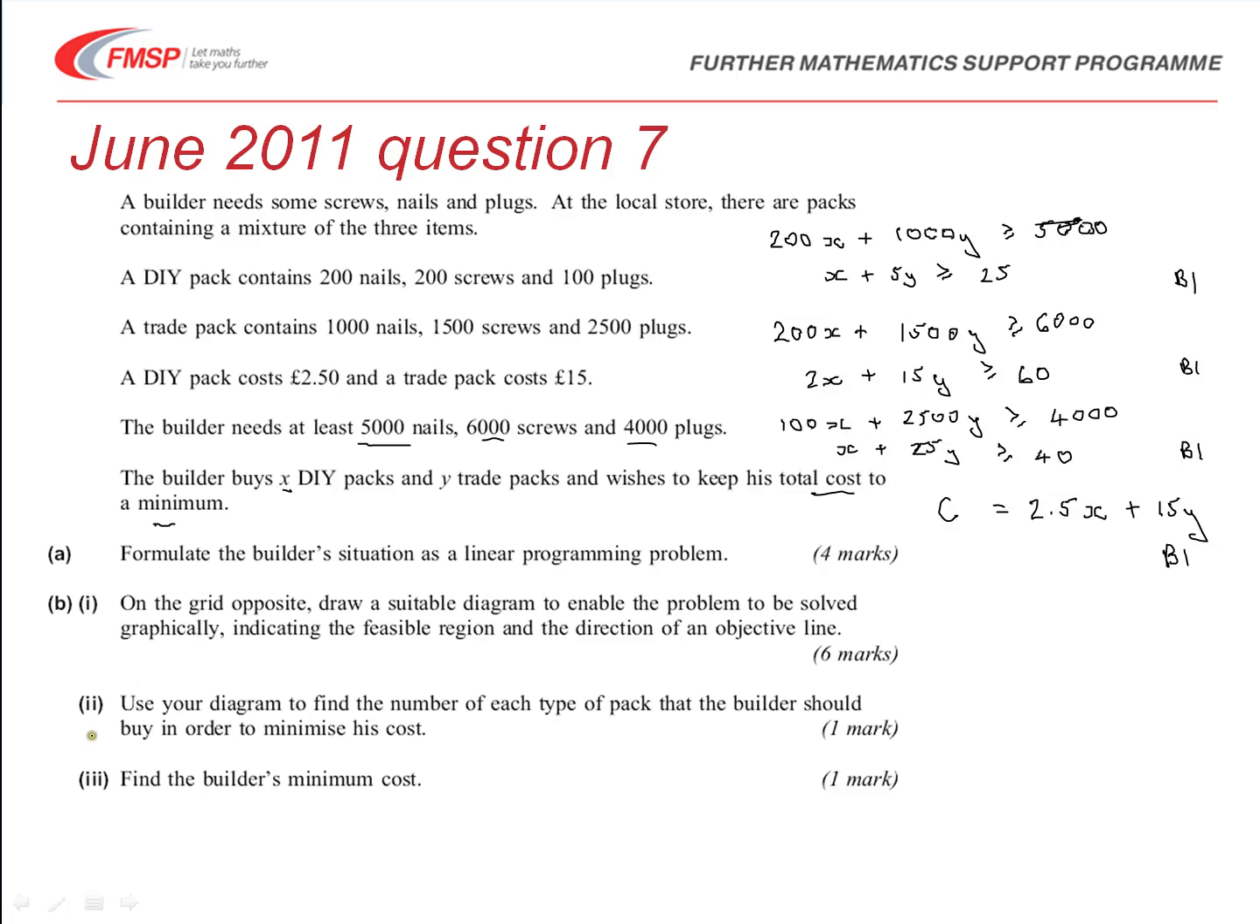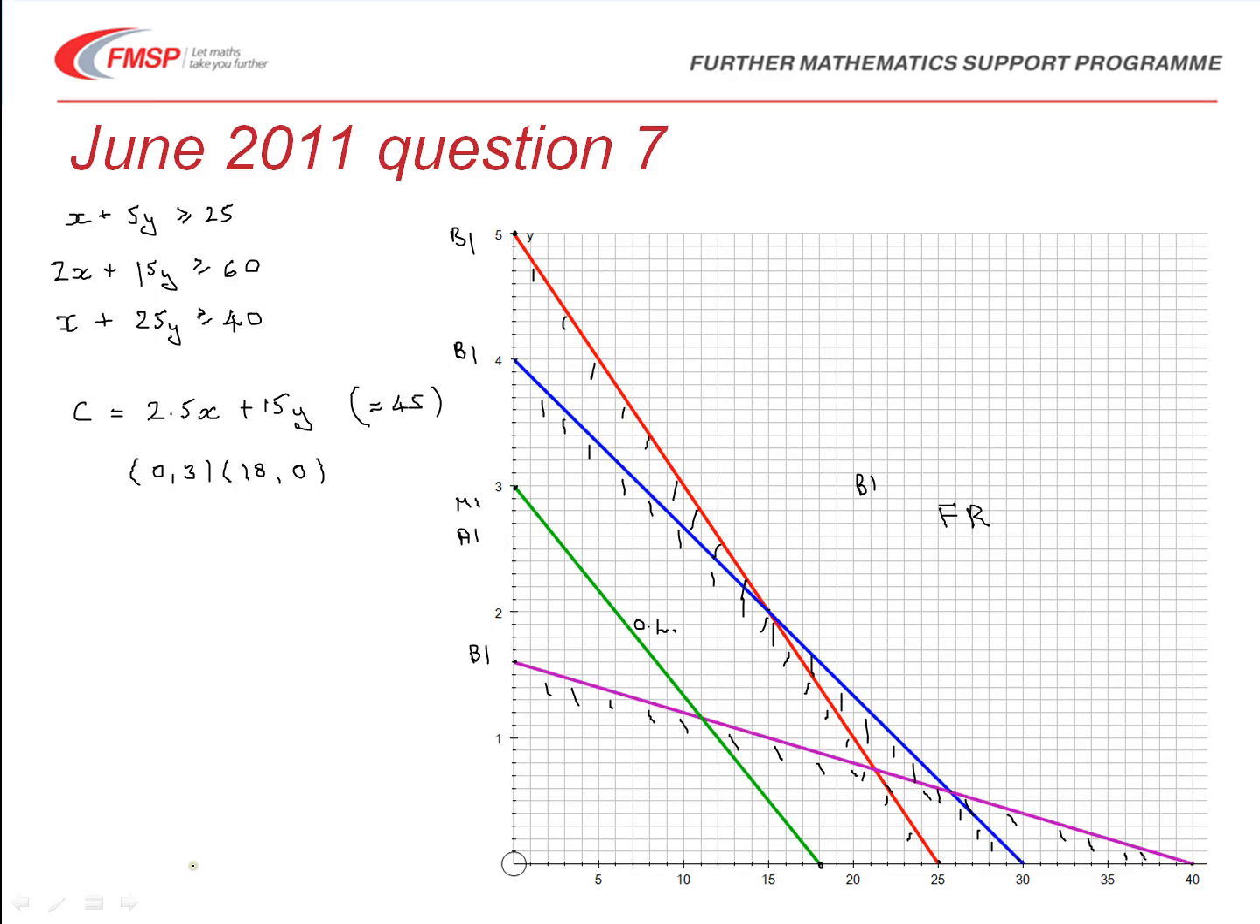Having drawn that diagram, it then says use your diagram to find the number of each type of pack that the builder should buy in order to minimise his costs, and then find the builder's minimum cost. So we've got to find the solution to the problem, in other words. So, key thing is then, in this one we're trying to minimise the cost. We have our feasible region, we have our vertices, and the key thing is that these vertices will be the points at which the minimum cost will occur.